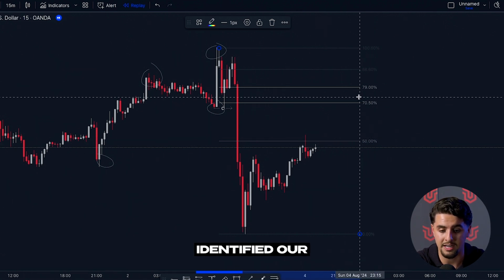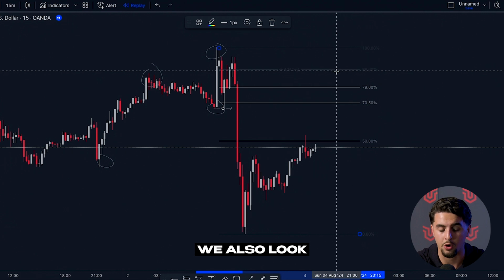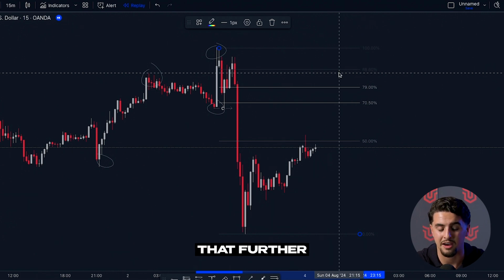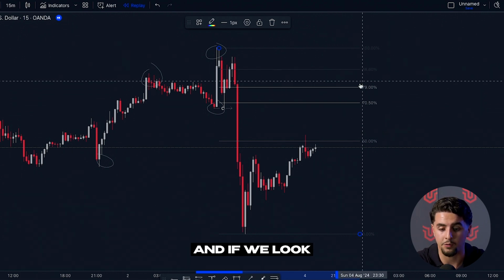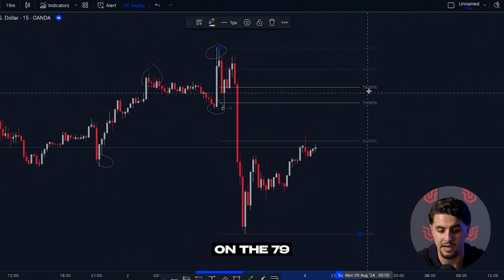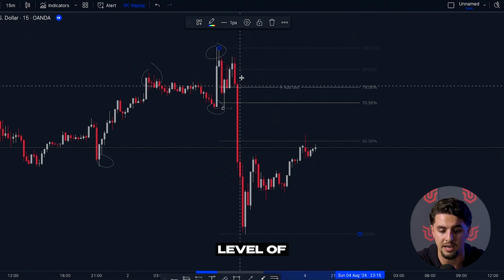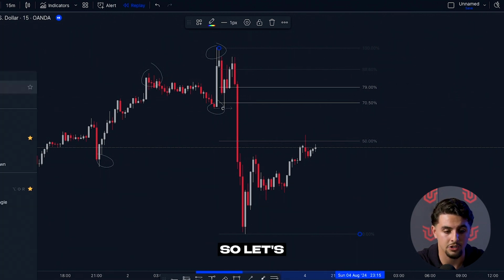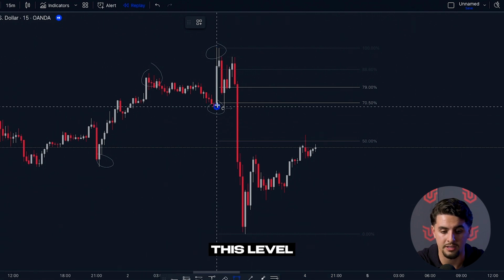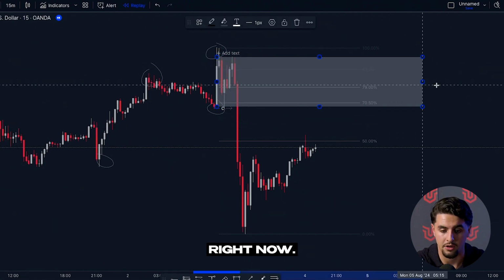So now that we've identified our optimal trade entry, we also look for additional confluence that further validates this level. And if we look at the 70.5 level and the 79 level, it is perfectly in line with this level of supply that we have right over here. So let's go ahead and mark out this level of supply right now.